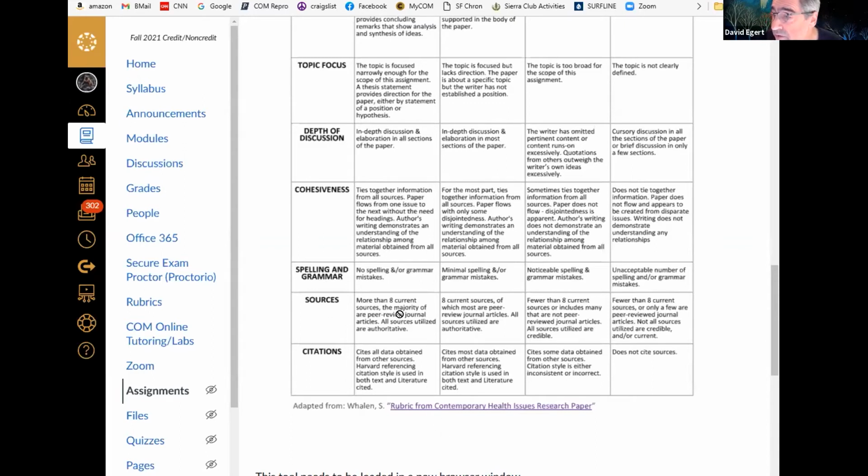Sources. So just making sure that you use enough sources and use good sources. And then citations is kind of how the sources are integrated into your paper, that you're using them properly, you're supporting your points in appropriate ways.